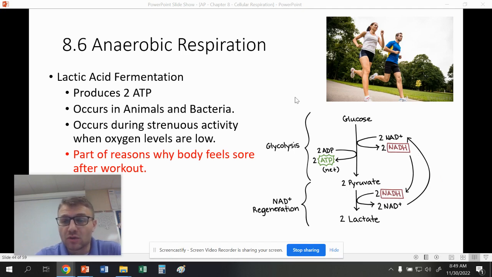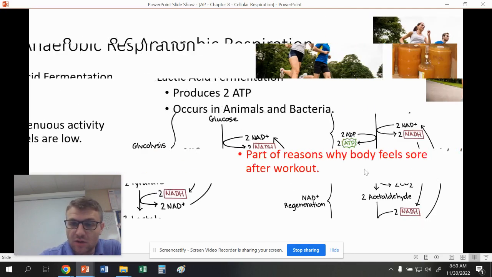This happens when you're going through strenuous activity, when you don't have enough oxygen, when you're breathing hard. This is called lactic acid fermentation. Now, you create this byproduct called lactate or lactic acid, and this is what builds up in your muscles and is hard to break down, and it's part of the reason why you feel sore the next day after a long run or a long workout.